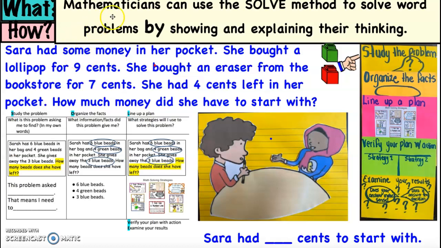I want to remind you that mathematicians can use the solve method to solve word problems by showing and explaining their thinking. So we're going to study our problem, making sure that we understand what the problem is asking us to find. We're going to organize our facts, circling all important facts. We're going to line up a plan by choosing two different strategies, and we're going to verify our plan with action with those strategies. And then last, we're going to examine our results by asking if our answer makes sense.